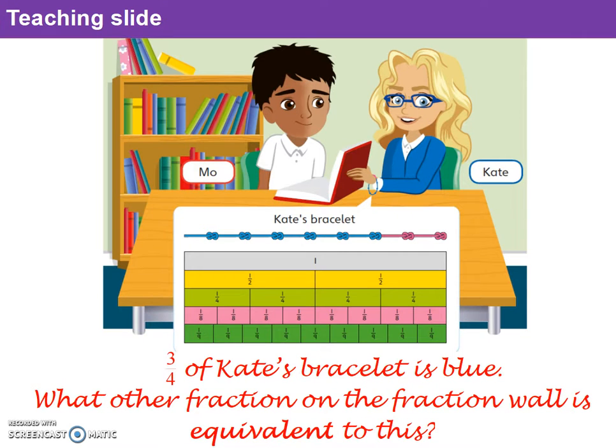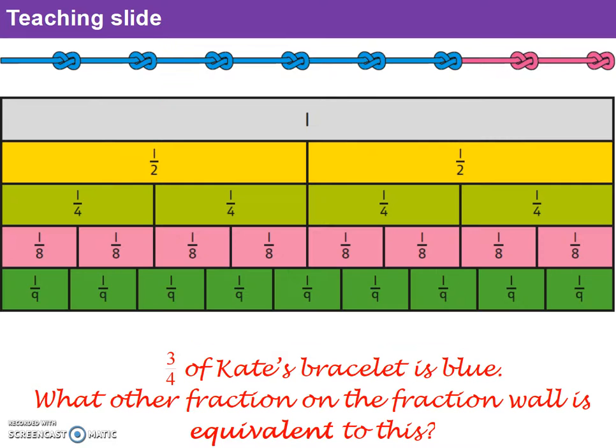So let's begin by looking at question 1a. Now 3/4 of Kate's bracelet is blue. What other fraction on this fraction wall is equivalent to this? So we can see that we've enlarged the fraction wall slightly. And our first thing is, how many parts are there in total on the bar that shows 3/4? So if we look at this idea of our blue, now we can see exactly the same amount on the quarters. So we can see there's 3/4 of that bracelet which is blue, and I've highlighted 3/4 on the fraction wall with blue as well.